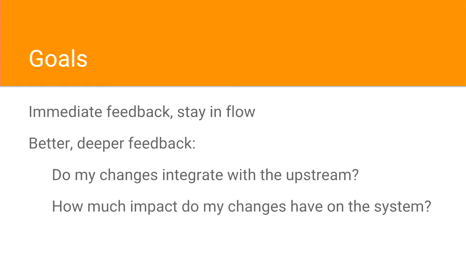I had 2 goals in mind. First of all, I want to give you feedback as fast as possible. The feedback should be fast enough so that you can stay in flow while writing code and not have to do any context switching. Second, I want to give you better feedback. For example, I could tell you before you push to the upstream whether or not your changes will integrate with it. I could also tell you before you push to the upstream how much of an impact your changes are going to have on the system.